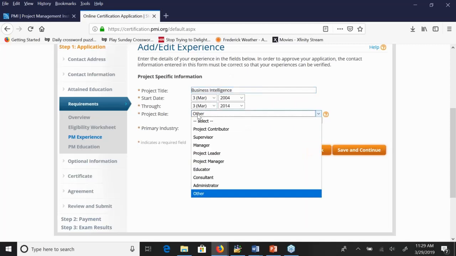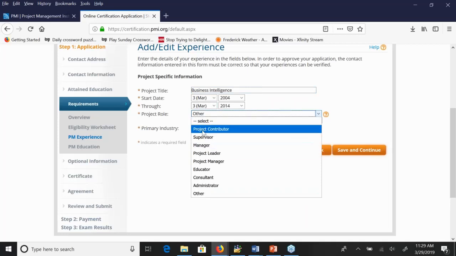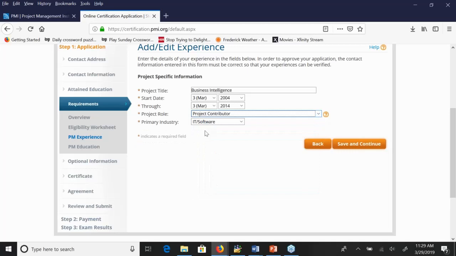And your title, your project role. This is a drop-down menu. There is only one truly, really awful, bad answer here. That one. Project contributor. That's as dark as it gets. Don't pick project contributor. Well, Carl, realistically, on that project, I was just a contributor. I don't care.